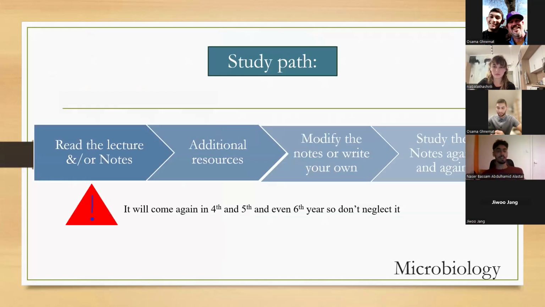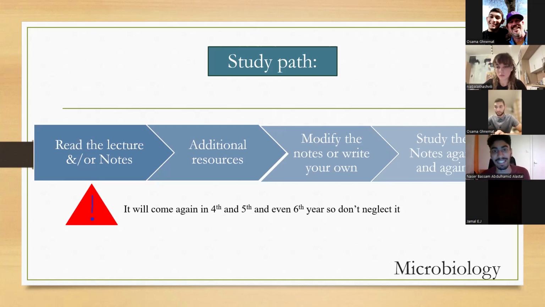The next page. So as I said, read the lectures, see some notes if you want, as you wish, but then go for additional sources, as we said, Sketchy. And then you can modify if the lecturer said something, or if you got something from YouTube videos, write the notes on it because you don't want to go back and see the videos again. And then study again and again. Repetition is really important.